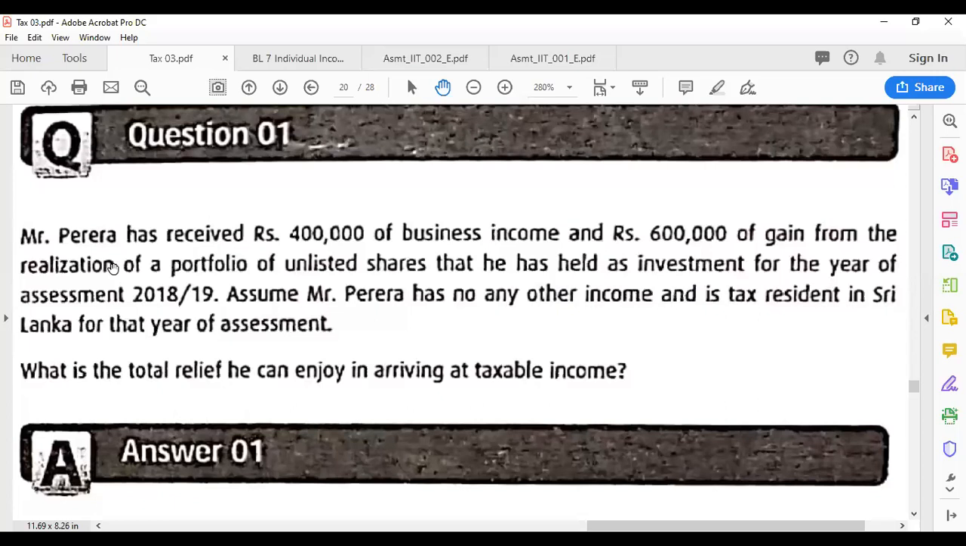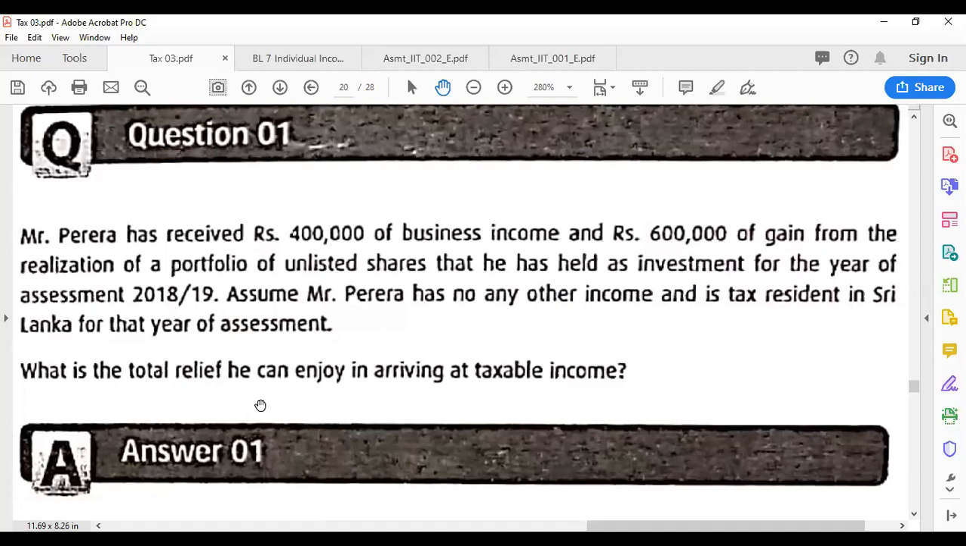Question number 1. Mr. Pereira has received rupees 400,000 of business income and 600,000 of gain from the realization of a portfolio of unlisted shares that he has held as investment for the year of assessment 2018-19. Assume Mr. Pereira has no other income and is tax resident in Sri Lanka for the year of assessment. What is the total relief he can enjoy in arriving at taxable income?